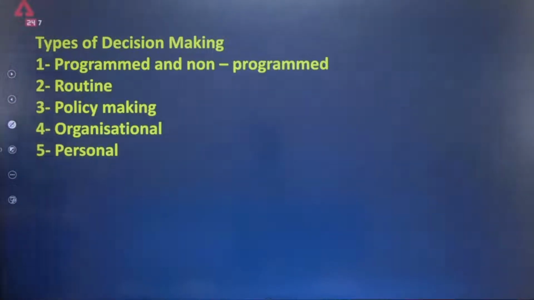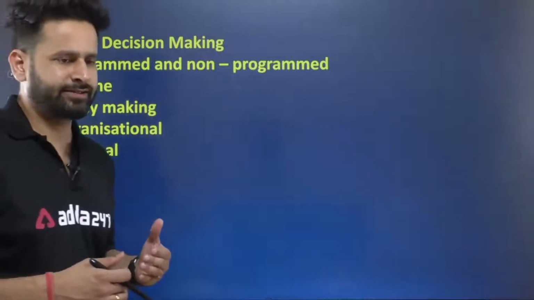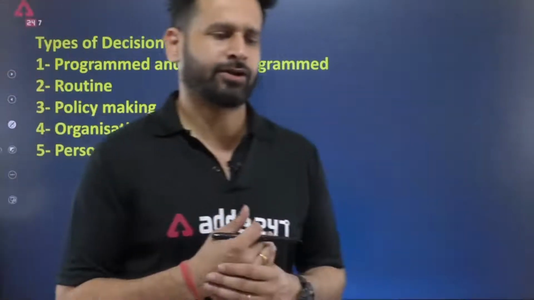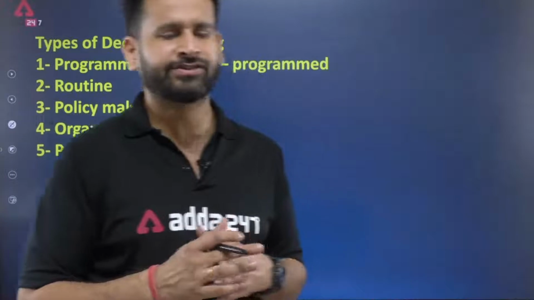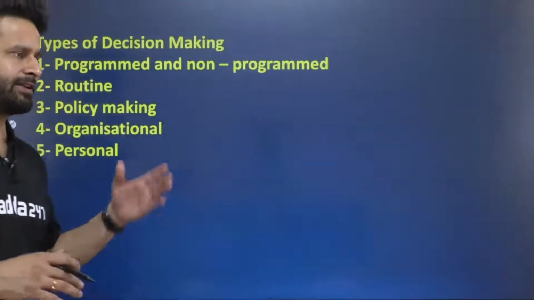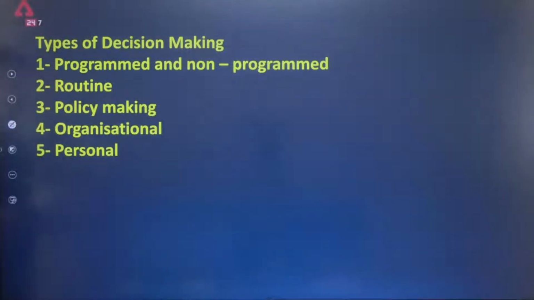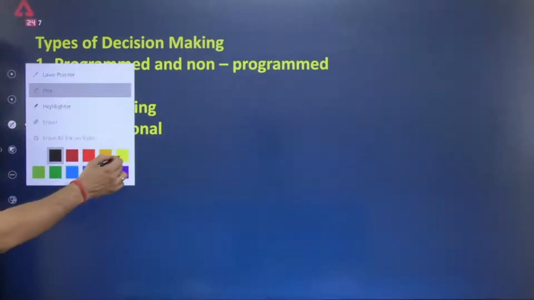Now, if I ask you in how many ways or what different types there can be of decision making, majorly we can categorize decision making into these types. The first one can be programmed, non-programmed. The second one is routine basis.